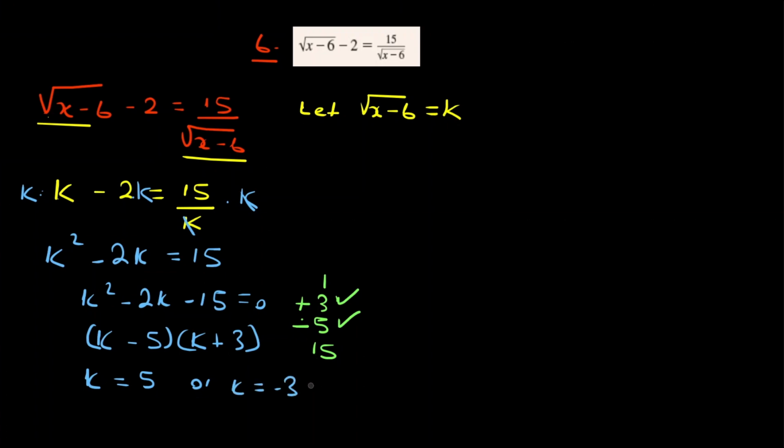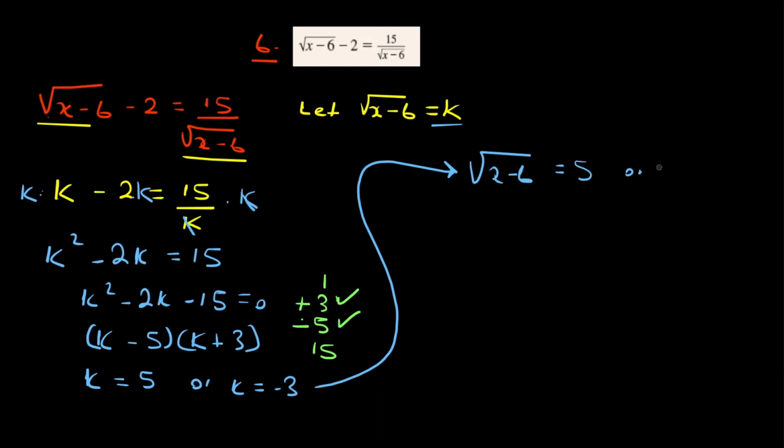But remember, we are solving for x, not for k, so we need to substitute back what k is. Meaning that where there's k, we're going to put the square root of x minus 6, which is equal to 5, or the square root of x minus 6 is equal to negative 3. Now can you see that we have a surd equation? We have two surd equations. And what do we do? We apply the same procedure. Square both sides.